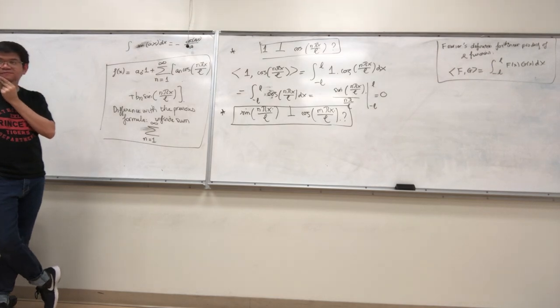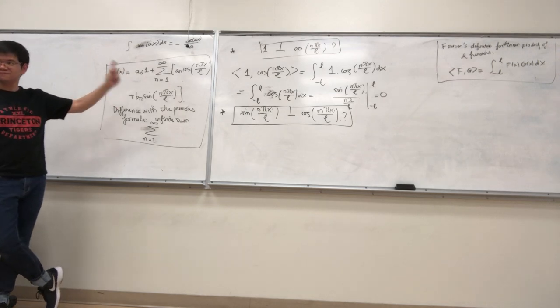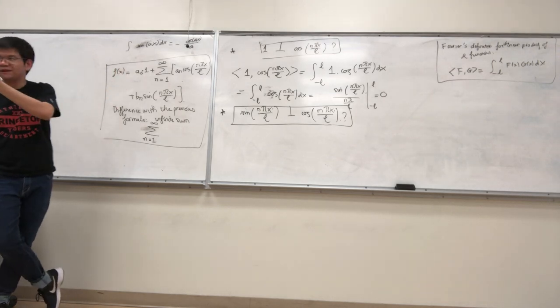Because sine and cosine are at different periods in the graph, and n and m are like numbers. Excellent.